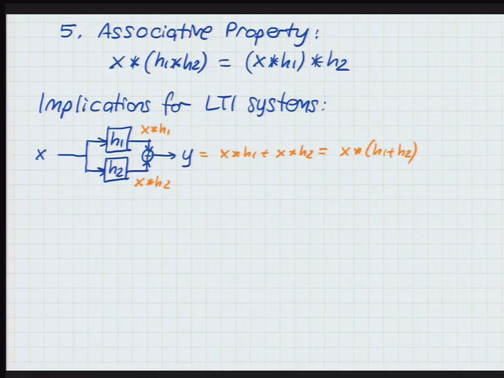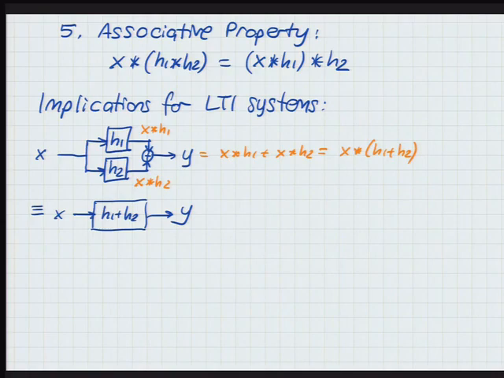So the implication, going back to the LTI system, is that the parallel connection is equivalent to another LTI system, an equivalent LTI system, whose impulse response is the sum of the two individual impulse responses. So connecting two LTI systems in parallel amounts to adding the impulse responses, and you can compose them into one single LTI system. So that's one property.